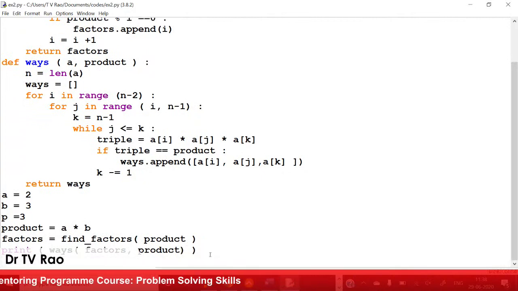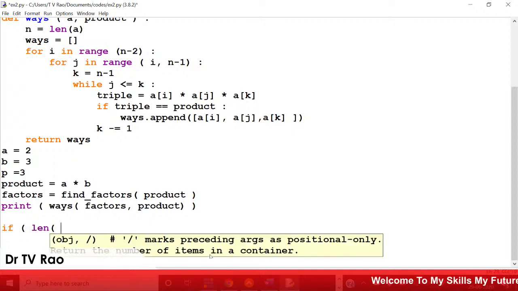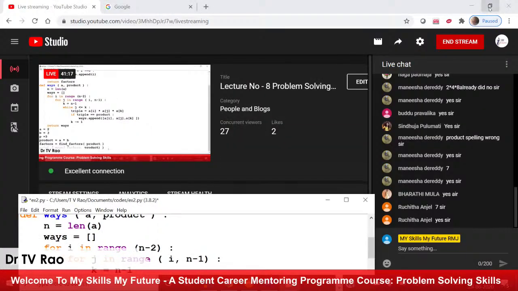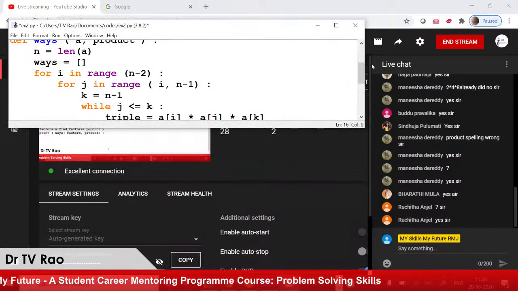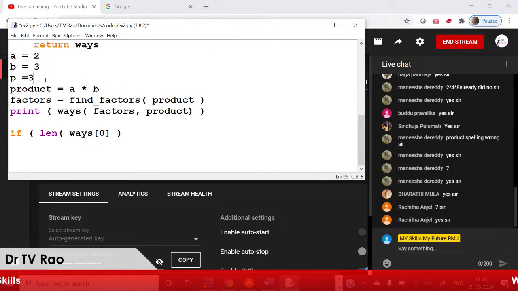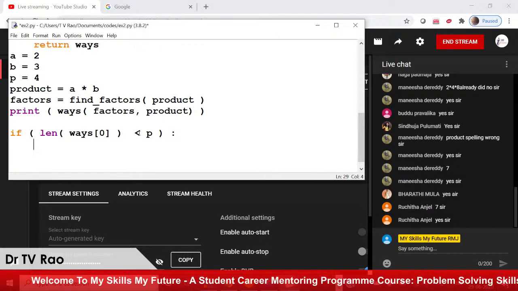What we should do is find out length of any one product. If the length is less than p, then add as many ones to all the factors.